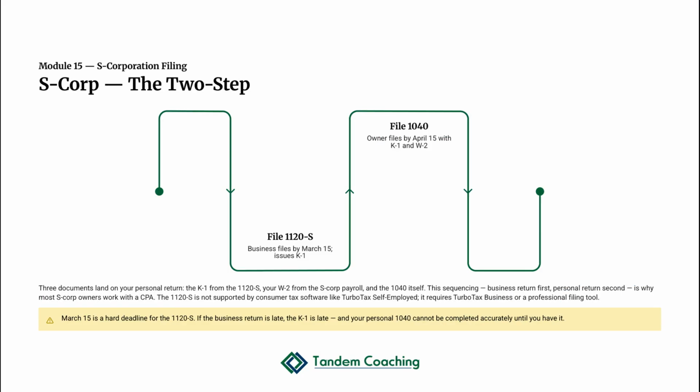Path 2 is where it gets interesting. The S-corp owner is technically wearing 2 hats. The corporation files Form 1120S by March 15th, computes the business profit, and issues a K1 reporting your share. You then take that K1 to your personal 1040 by April 15th. You're also on payroll from your own corporation, so a W-2 from the S-corp shows up on the same personal return. 3 documents in motion, 1120S, K1, 1040, 3 things that have to coordinate. That coordination cost is why most S-corp owners eventually hire a CPA.